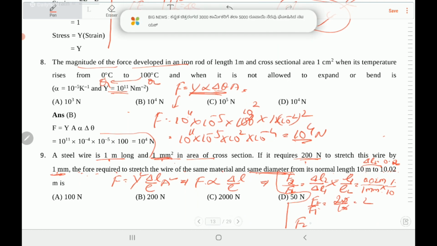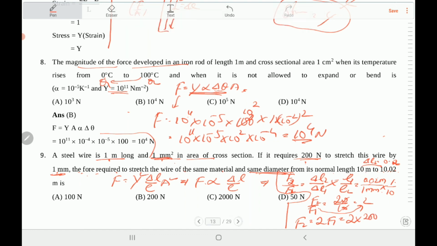Then F2 you want, that is F1 you send this side. 2 times F1. So that is 2 times 200. That is F1 here. Force in first case. 400 Newton. 400 is not there. You can make one of these two here. One of these two, 400 Newton is not there, but the procedure is correct. You have to write F proportional to delta L by L. Then rest is very simple. You need to practice.